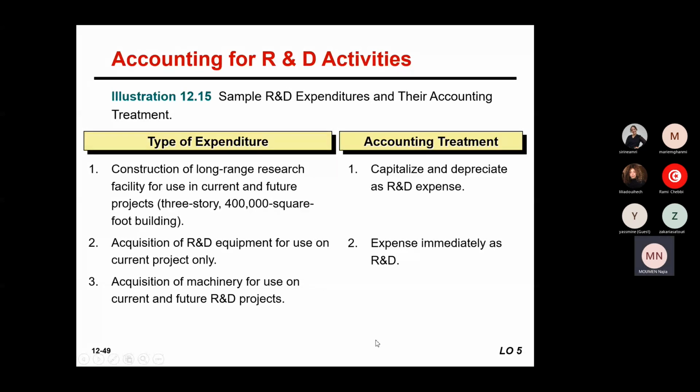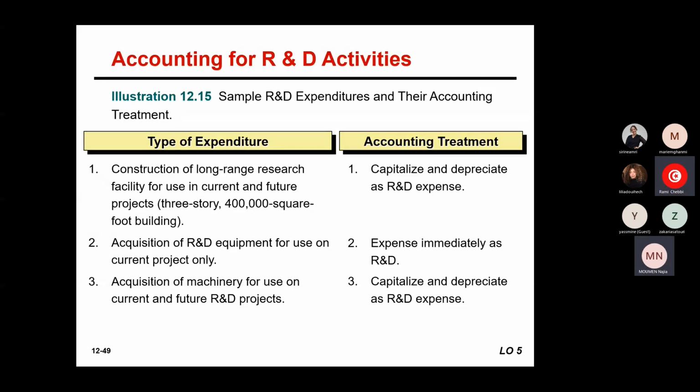The acquisition of machinery for use on current and future projects: here we're talking about current and future projects. So when we purchase this kind of machine, it should be capitalized and then depreciated as R&D expense. Yes, please.